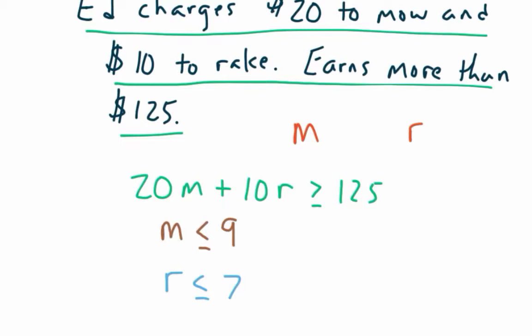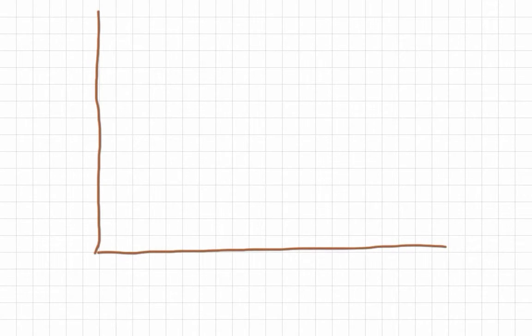When we graph this, our graph really needs to be just quadrant 1, because you're not going to have a negative number of lawns raked or a negative number of lawns mowed. If you do, you're losing money. That'd be a bummer. So, all right.